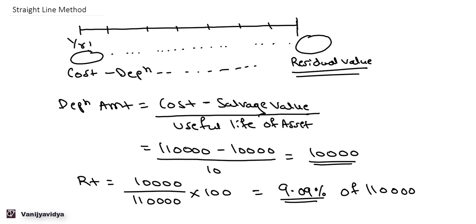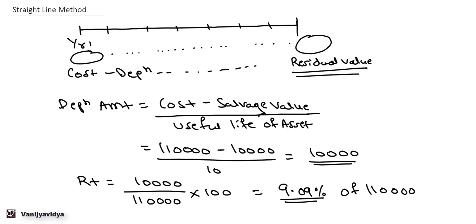So at the end of 10 years, the amount will be fully depreciated and the balance in the asset account will be 10,000, which is the residual value or the salvage value. So this is the assumption in the case of straight line method, that the utility or usefulness of the asset will be the same over the period of its life.